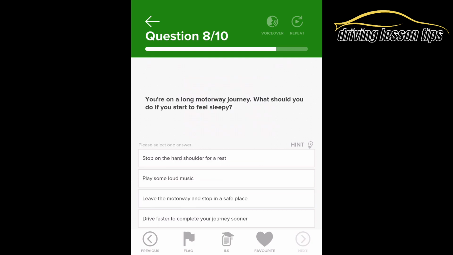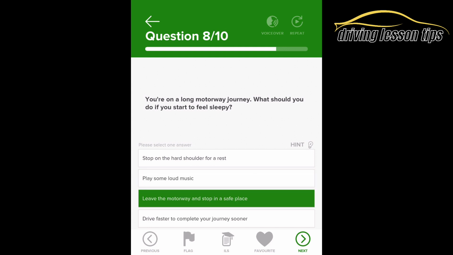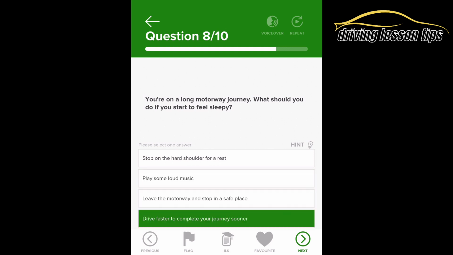Question 8. You're on a long motorway journey. What should you do if you start to feel sleepy? So answer A is stop on the hard shoulder for a rest, play some loud music, leave the motorway and stop in a safe place, or drive faster to complete your journey sooner. So read the question again. You're on a long motorway journey. What should you do if you start to feel sleepy?